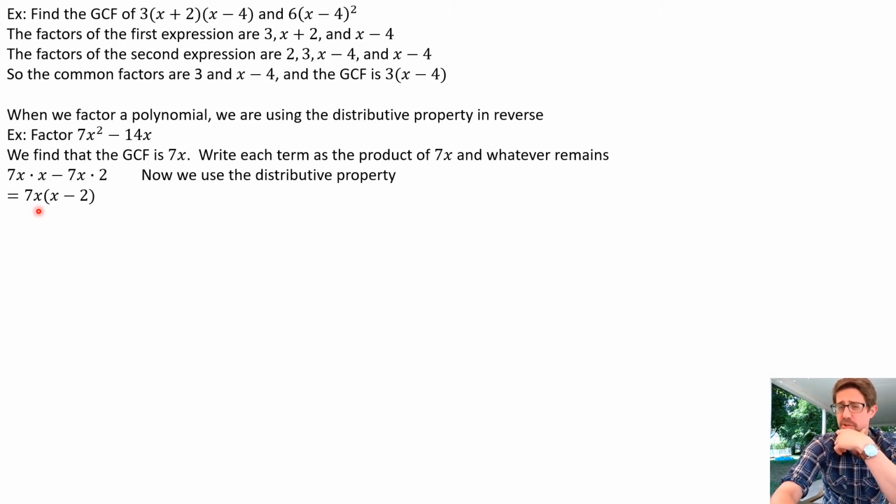Just verify that you believe this. If you were to distribute this back out, you'd get 7x squared minus 2 times 7x, which is 14x. Right? They're the same expression. So we didn't really change it. We just wrote it in a different form, what we would call its fully factored form. There's nothing else you could take out of there, and you know because in x minus 2, x and 2 have no common factors. If they did, we'd actually have to keep going.